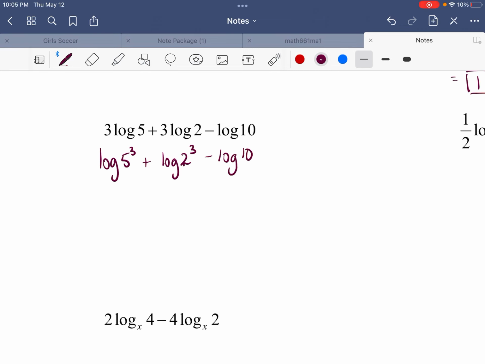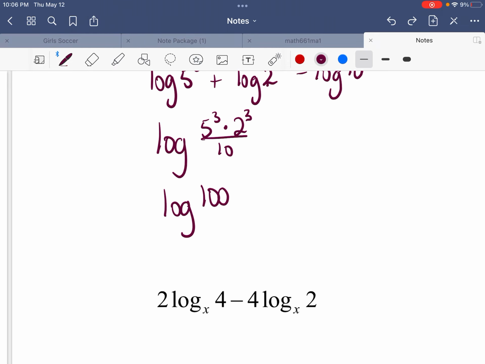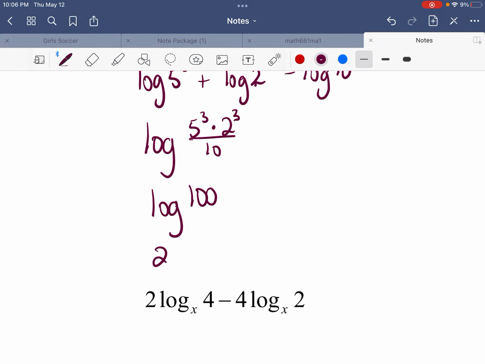Okay, so log 5 cubed plus log 2 cubed minus log 10. As a single logarithm is going to be 5 cubed multiplied by 2 cubed divided by 10. And that simplifies to log 100. And log 100 you can actually type in your calculator. If there's no base written, the default base is 10. So log of 100 actually simplifies to 2. Because if the base is 10 there, this means you're going to have 10 to some exponent is equal to 100. Well, that exponent has to equal 2. So your answer here is 2.